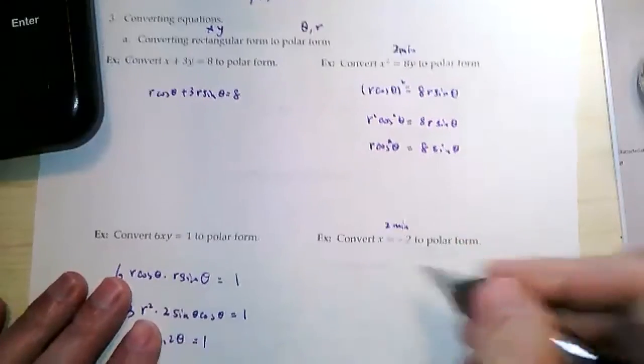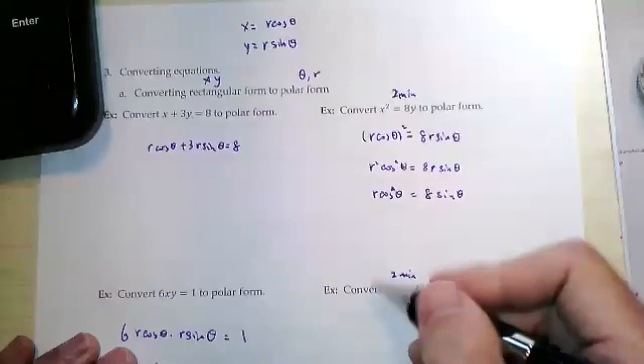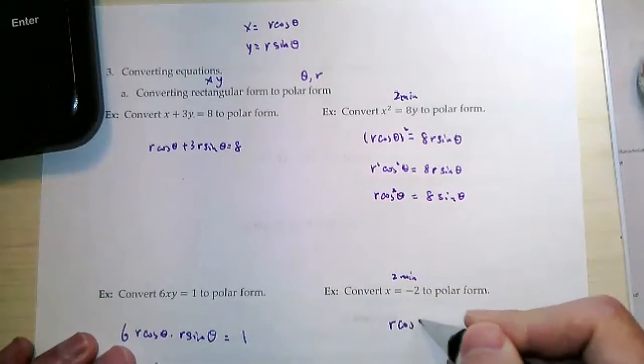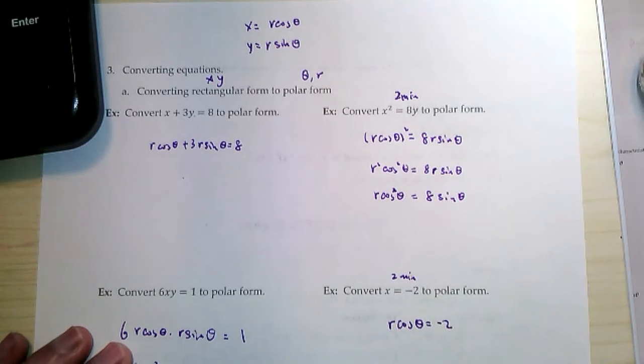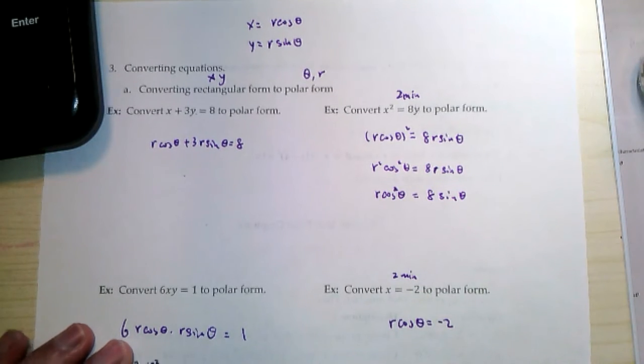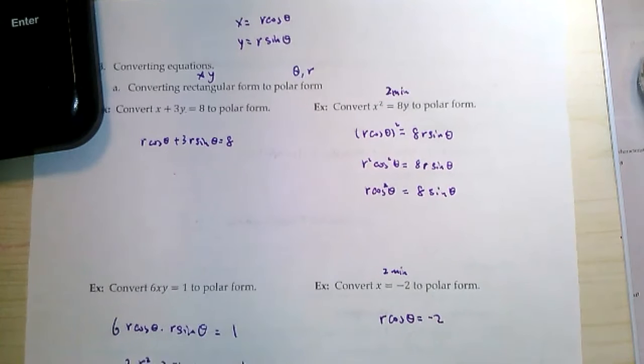How about this guy? X. What is x? X is r cosine theta. So this is just r cosine theta equal to -2. That's it. It does not mean easy or hard.